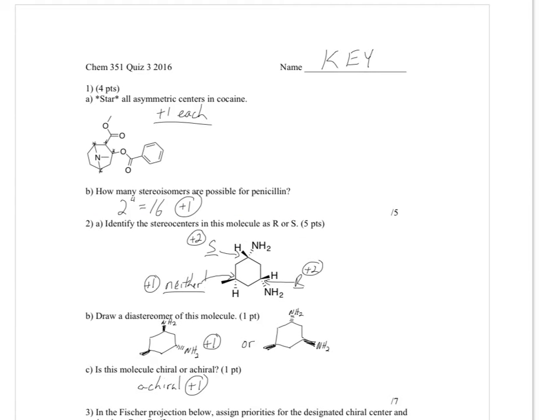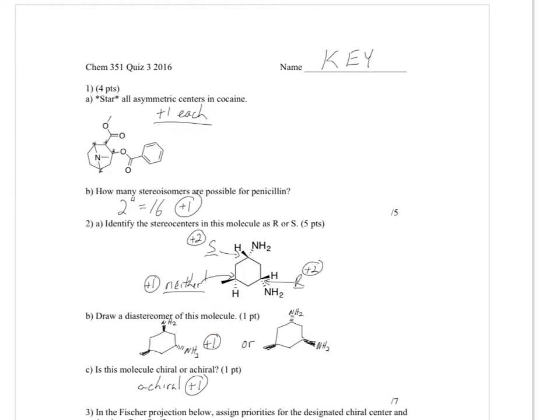So if we have 4 asymmetric centers, it would be 2 to the n, where n is the number of stereocenters. So 2 to the 4th is 16, so that's 16 possible stereoisomers. Identify the stereoisomers in this molecule as RS. So this is actually neither, because you can't rank these ones. You can't differentiate these because there's some symmetry here. This one is S, this one is R.